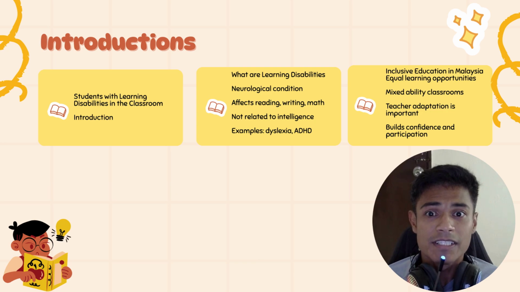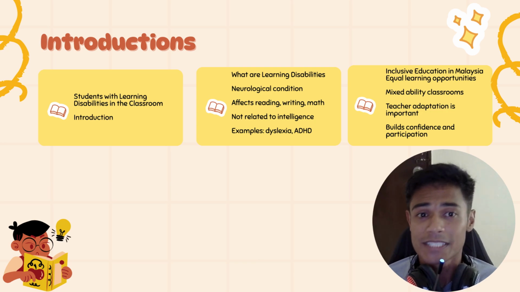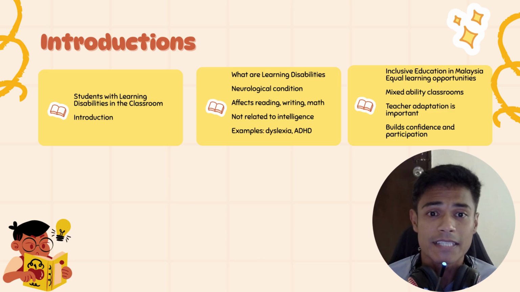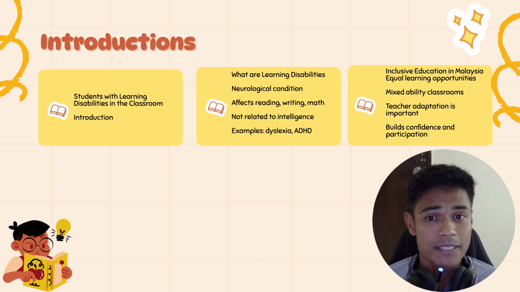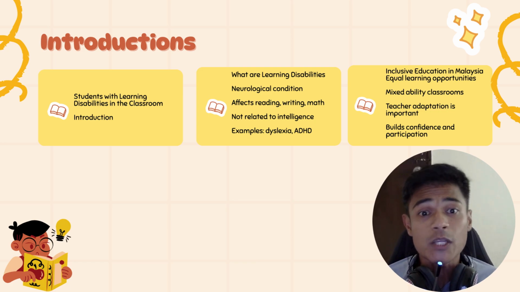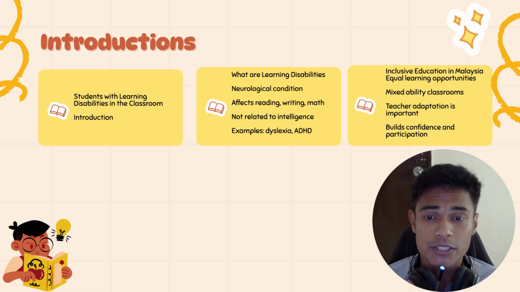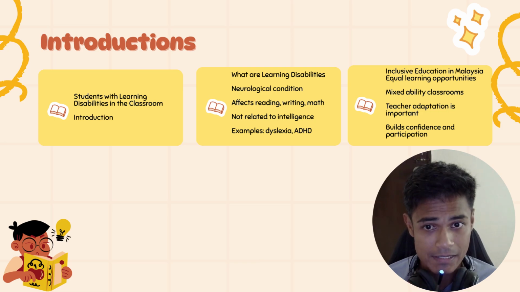In Malaysia, the education system is moving towards inclusive education. This means that students with learning disabilities are placed in the same classrooms as their peers instead of being separated. The goal is to provide equal learning opportunities for all students regardless of their abilities.